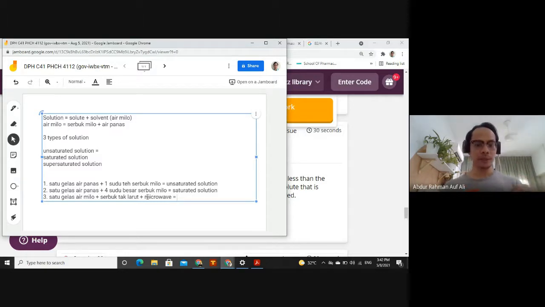Serbuk Milo tu sudah larut di dalam solvent, dalam air. Kenapa dia boleh larut sedangkan tadi tak boleh? Because kita dah apply external heat, kita dah tambah external force, iaitu microwave heat yang kita pasang tadi. So dengan bantuan external force macam tekanan ataupun haba, kita boleh larutkan a saturated solution.